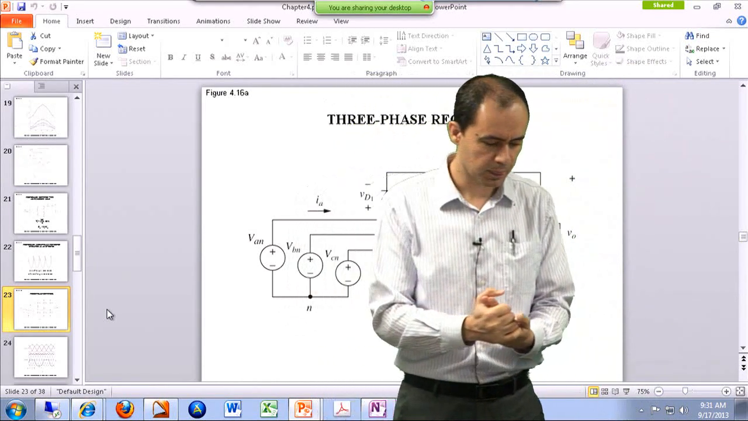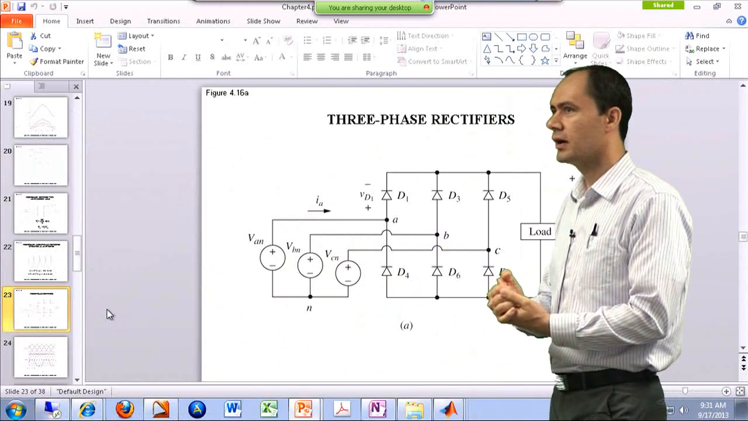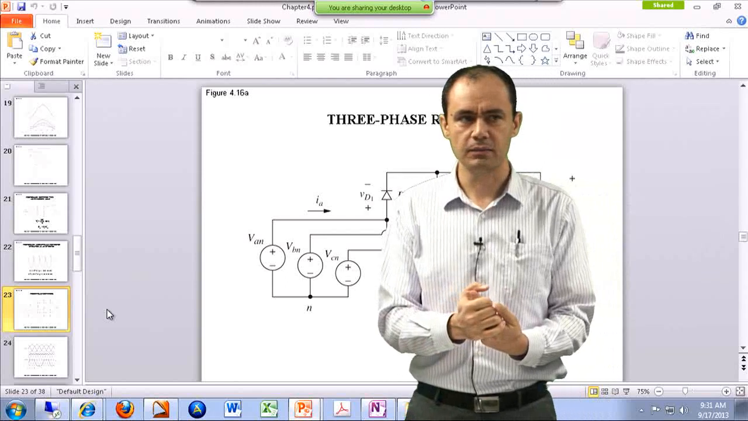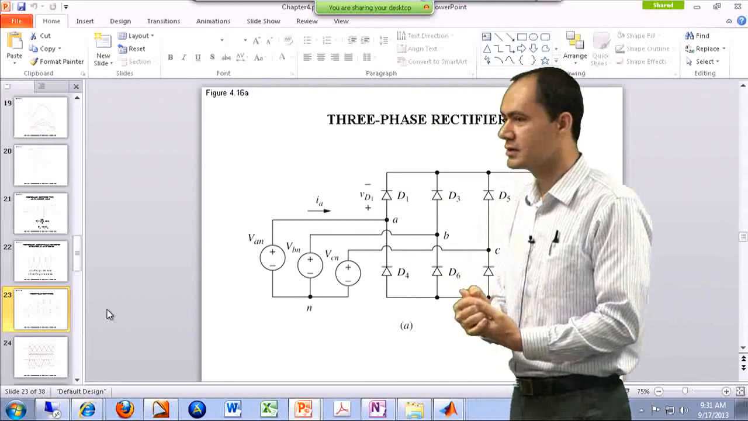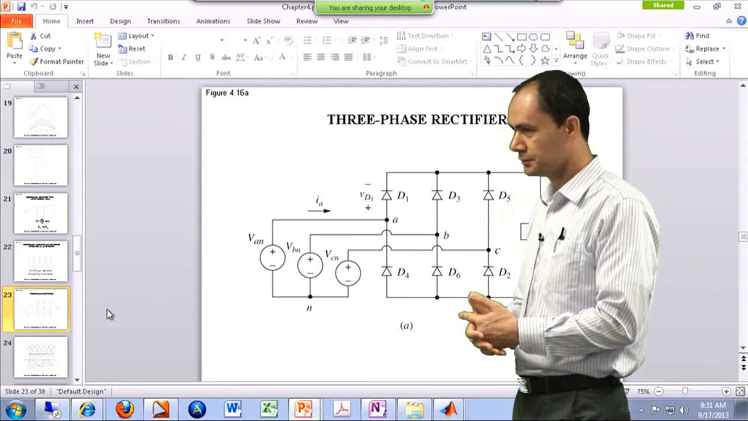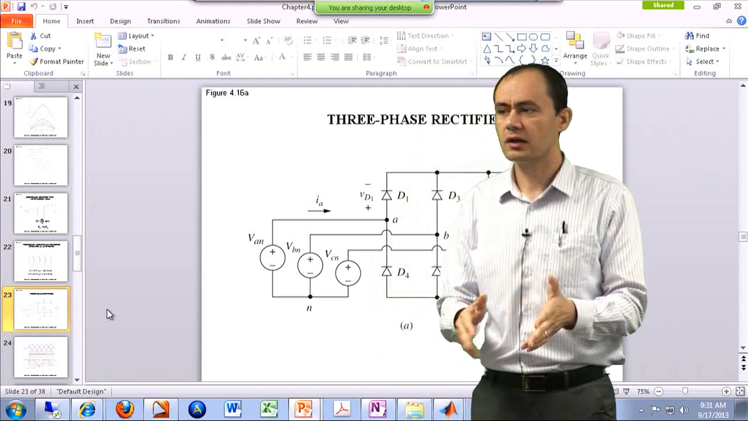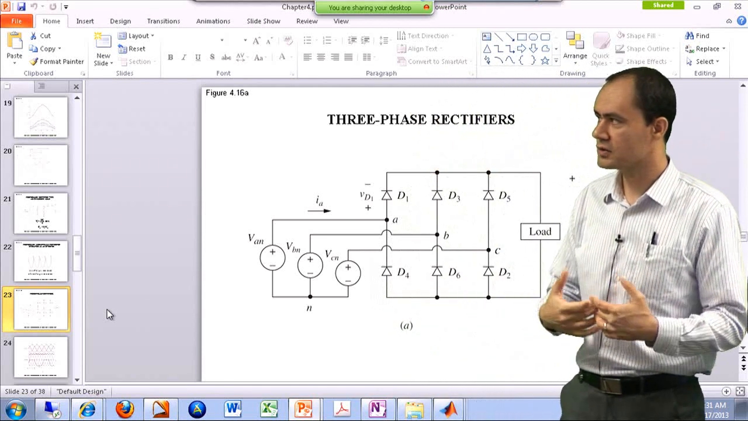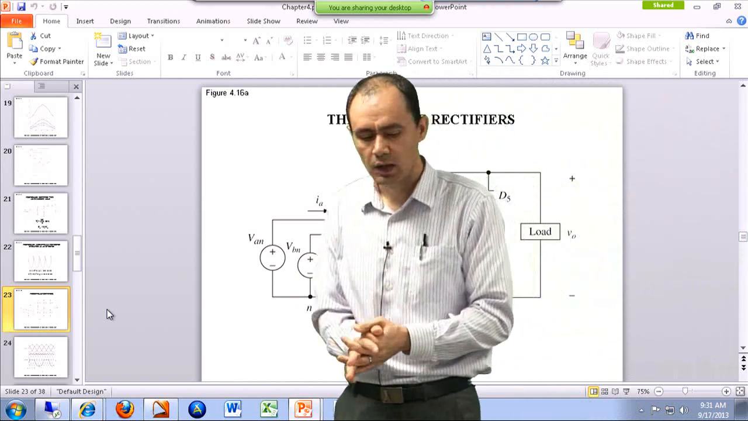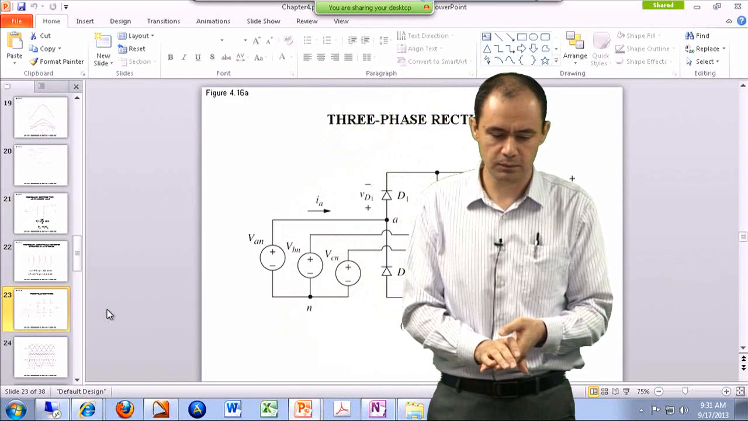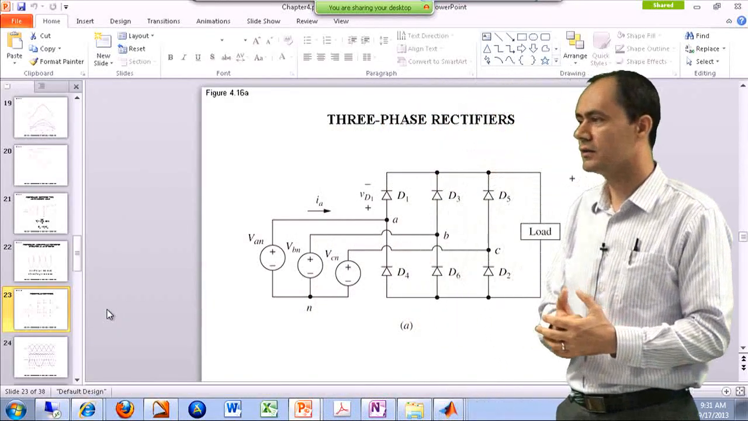Well, let me repeat the question. The question is, do we have a range for alpha and beta when it comes to a full wave rectifier when the load is an RL load? Is that the question? Okay. Well, alpha is up to us. We can choose whatever value we want, so alpha is basically our control input. Beta is determined by what value of alpha we have chosen and what the value of the inductor is.